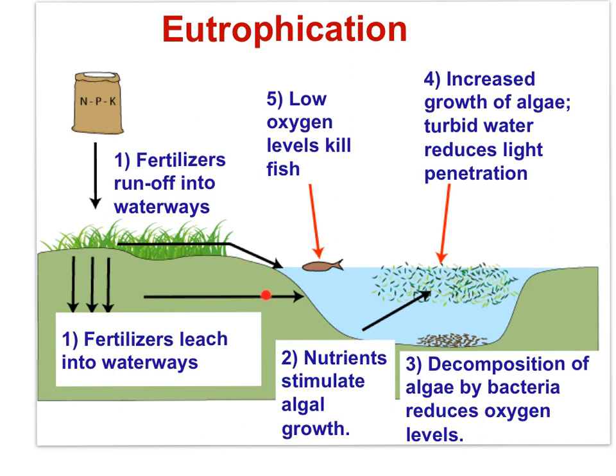Fertilizers run off and leach into waterways. The nutrients stimulate algal growth. You could see that in the previous photographs. The algae die, and their decomposition by bacteria reduces oxygen levels in the water. The consumption of oxygen by bacteria is called biological oxygen demand. The algal bloom results in turbid water, dark water that reduces light penetration. Larger plants die, and fish die due to the low oxygen levels associated with the decomposition of the algae by the bacteria.